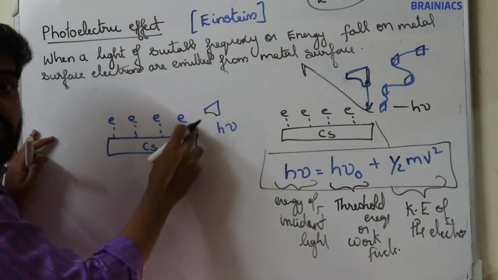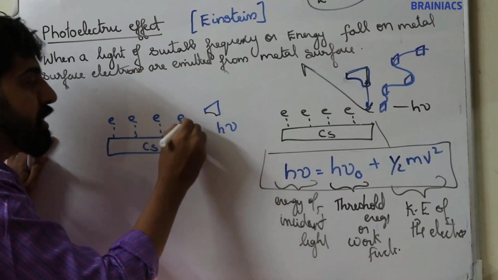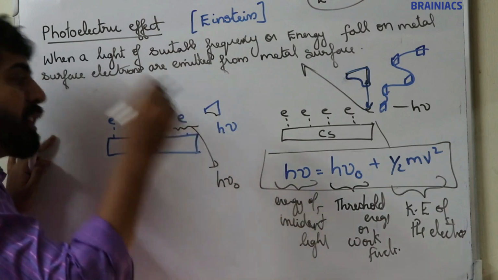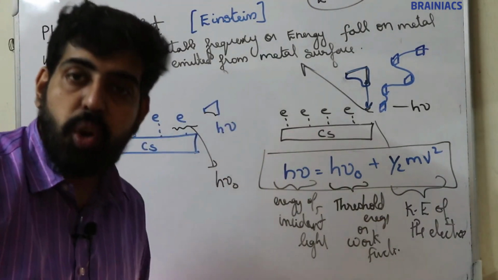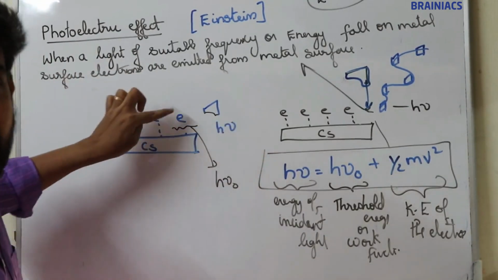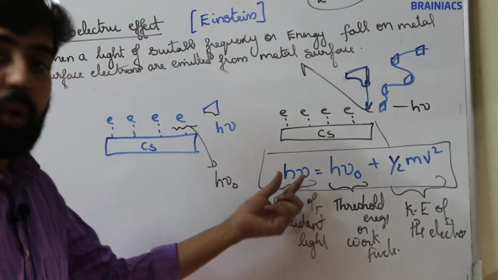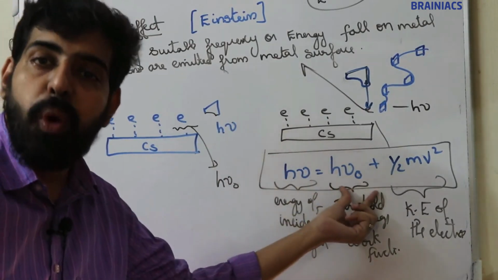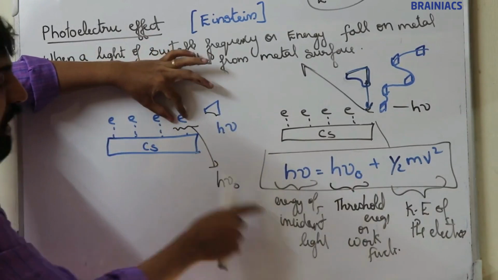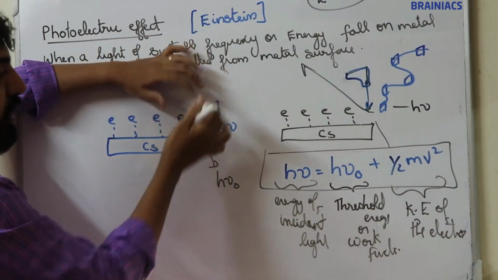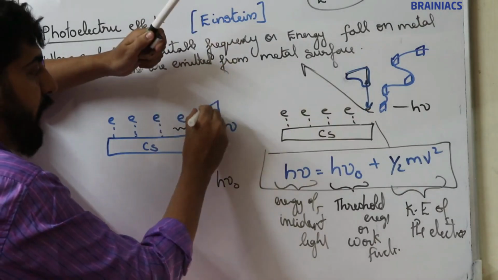The energy required to remove that electron from the metal surface is known as h nu 0. It's known as threshold energy, the minimum amount of energy. What is threshold energy? It is the minimum amount of energy required to remove an electron from the metal surface. That is h nu 0, the threshold energy or work function. This is the energy of the packet.